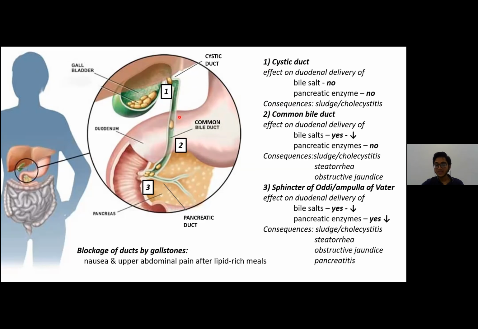In number 2, the gallstone is stuck in the common duct. It's obstructing the liver outflow of bile, and it's obstructing the gallbladder. So no bile is getting out here. So you will have cholecystitis and sludge because you have buildup of bile. Also, you have steatorrhea.